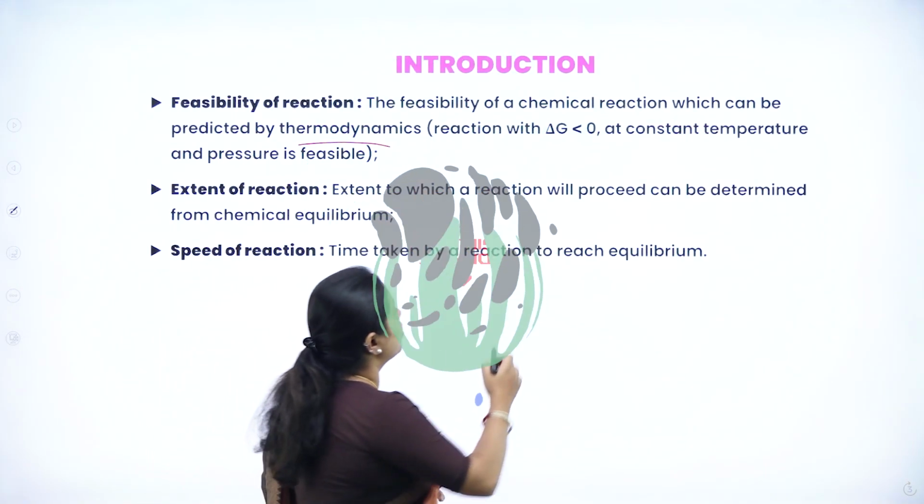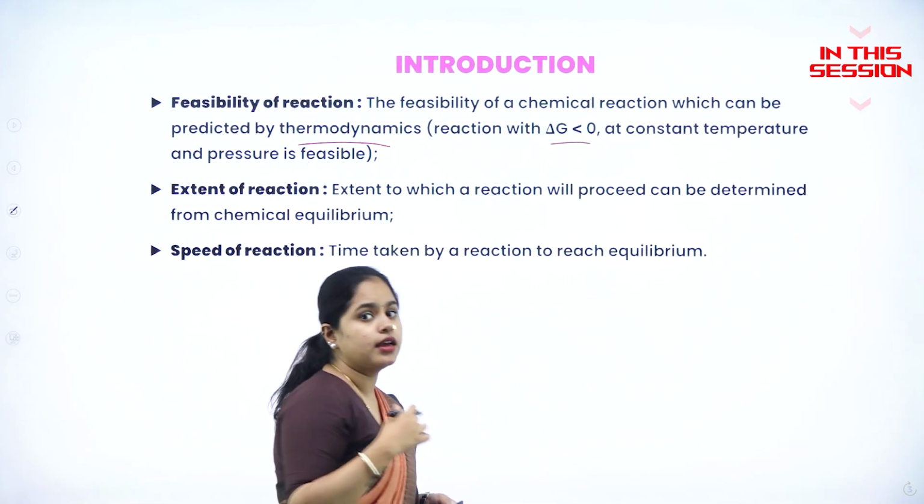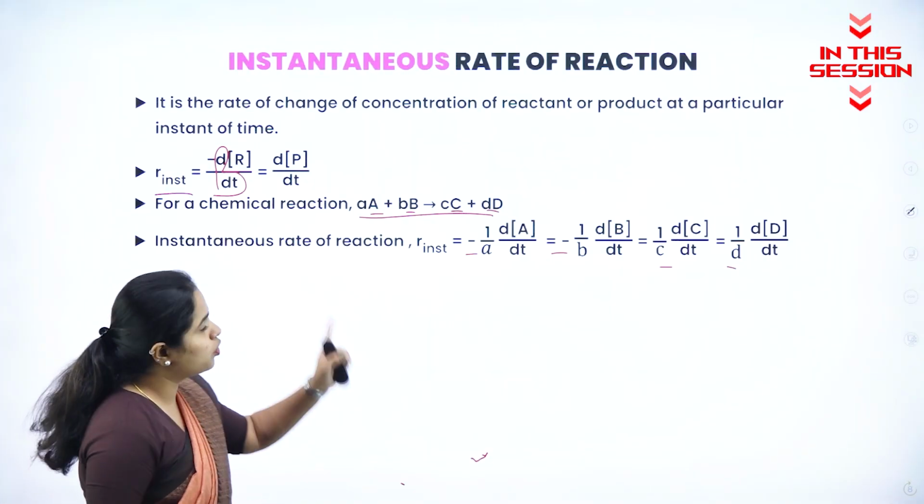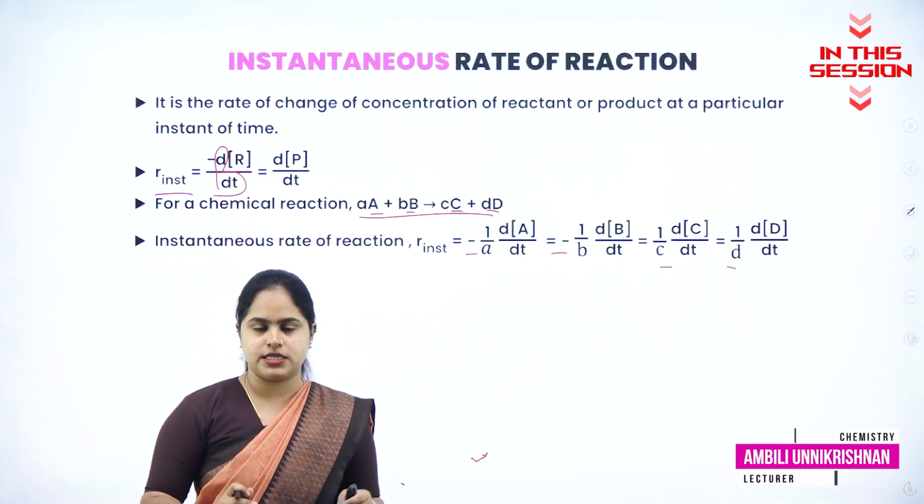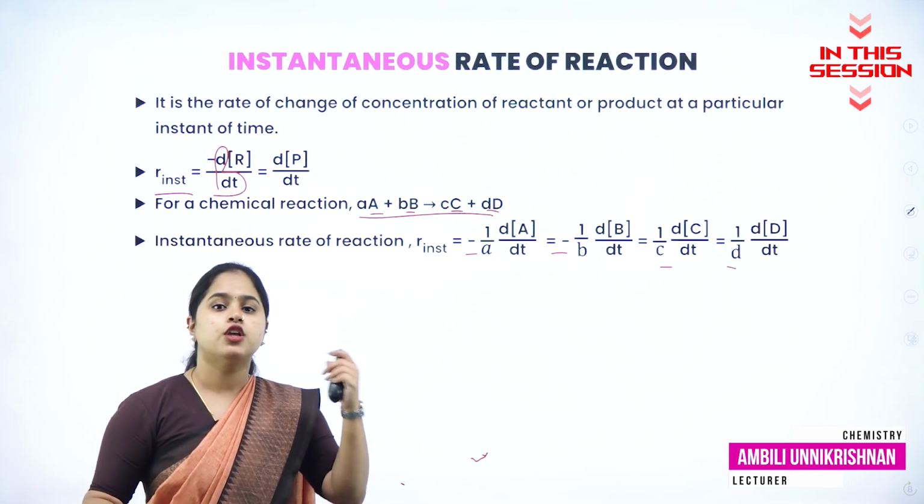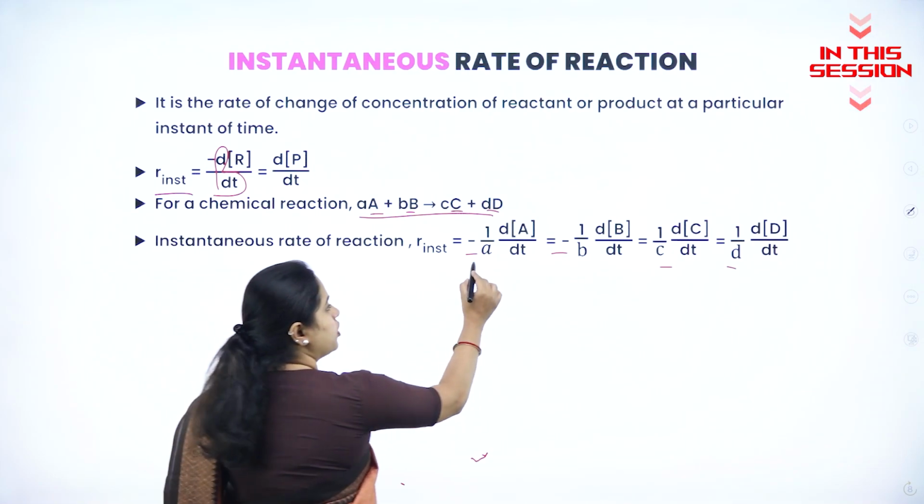When delta G value is less than 0, we can say that the reaction is feasible. That is, the reaction can take place. When there are no stoichiometric coefficients present, you don't have to worry about it. If there is a stoichiometric coefficient present, you have to take the inverse of it and put it in this form.